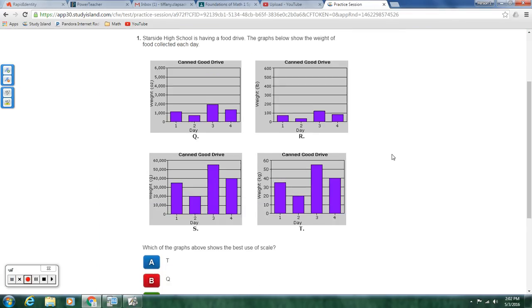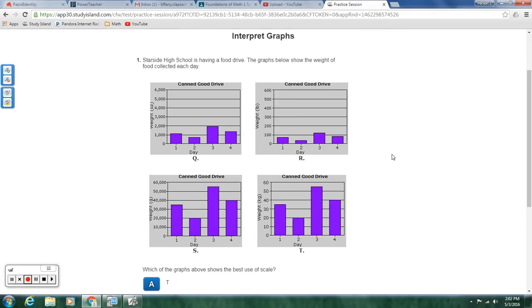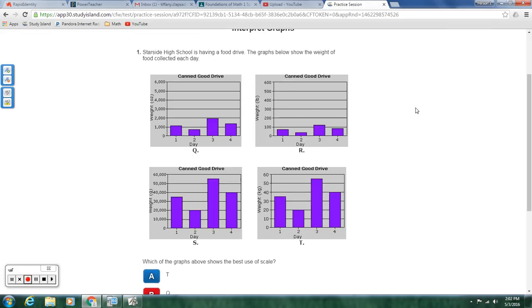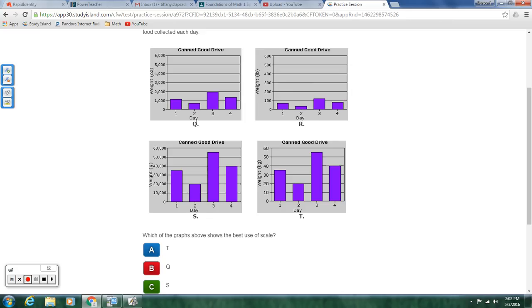So think about this. Scatterplot High School is having a food drive. The graphs below show the weight of food collected each day. Alright, so we got all these. Here's day 1, 2, 3, 4, and here's the weight collected. Which of the graphs above show the best use of scale?